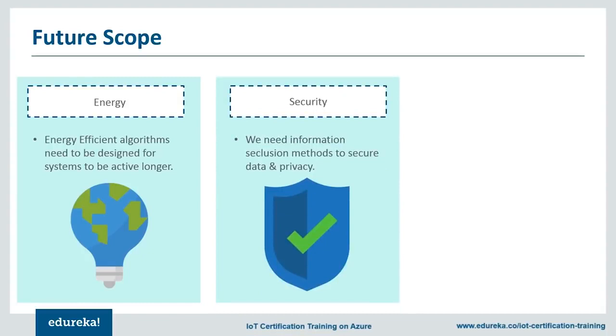Like any other advancement in technology, even in IoT, security is a standout issue. This issue keeps getting bigger with more and more devices being connected to one another. We need information seclusion methods to benefit end clients and secure their data and privacy.